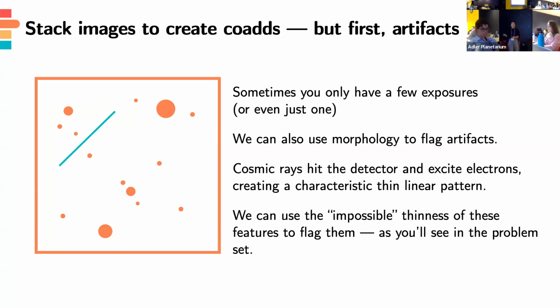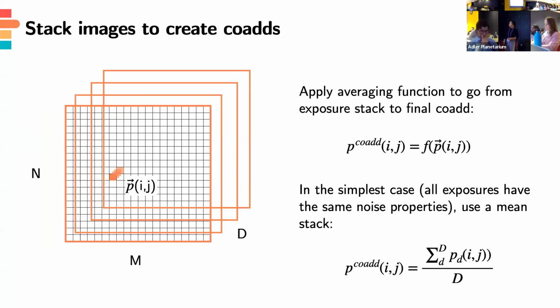And you'll actually see this in the problem set, because we'll do a simplified version of the LSST cosmic ray detection algorithm. Okay, so now that we've mapped everything to the same geometry, we've got everything on the same flux scale, and we've gotten rid of our artifacts, at least to the best of our ability, we can finally stack our images to create coadds.